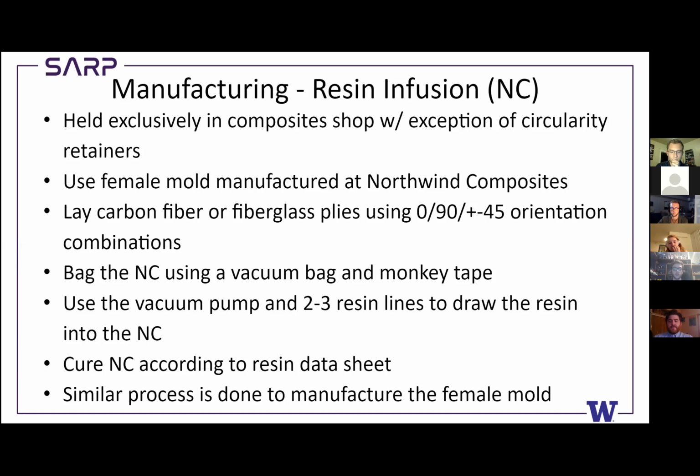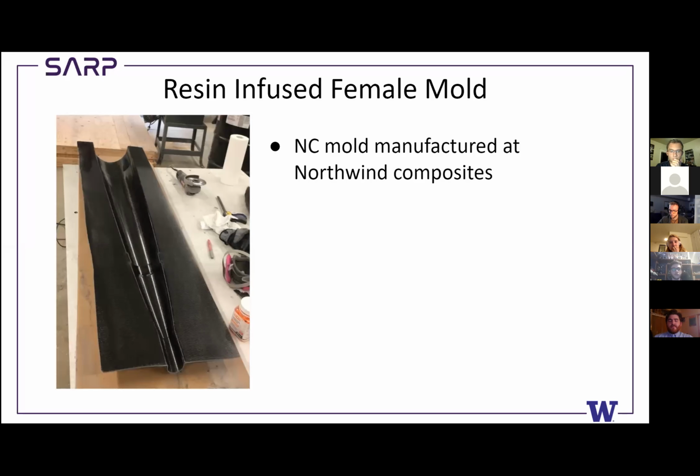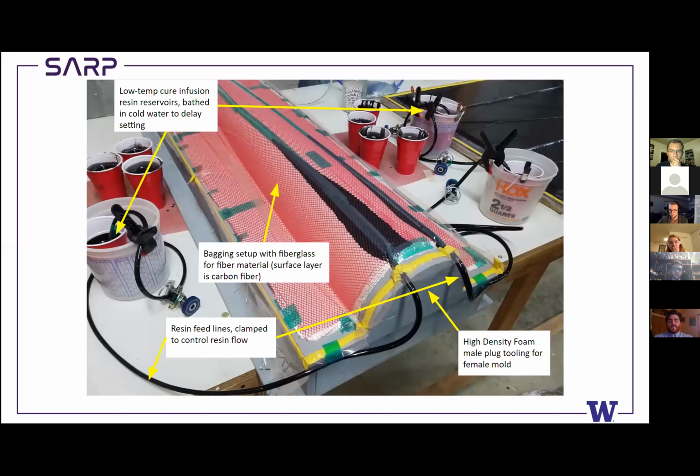And for the female mold, we also will resin infuse that. That's what we had before, the one we're using from Northwind. Similar process. The only difference is that we are going to be putting the plies onto the male plug. All right, next slide. So here's that mold from Northwind. As you can see on the left, that's where the plies would go down the center. Next slide, please. And then here's a more in-depth look at the resin infusion process.